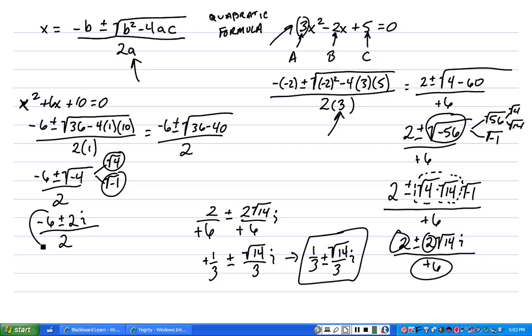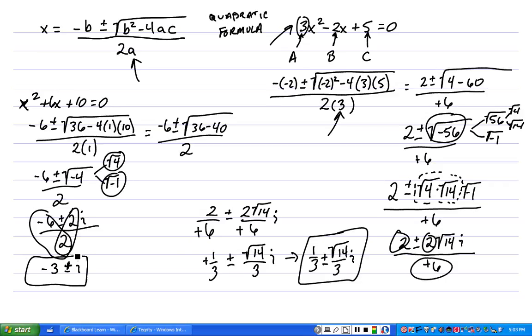And then we look at this to reduce. The negative 6 over 2 is going to give me a negative 3, right? The negative 6 over the 2 in the bottom is negative 3 plus or minus. Then the 2 over 2 is 1, which just leaves 1i, and there's your answer: negative 3 plus or minus I. Alright, and that's solving equations with complex solutions using the quadratic formula.